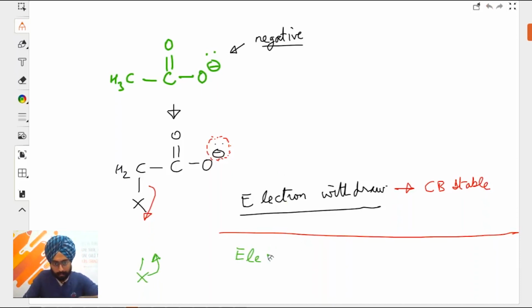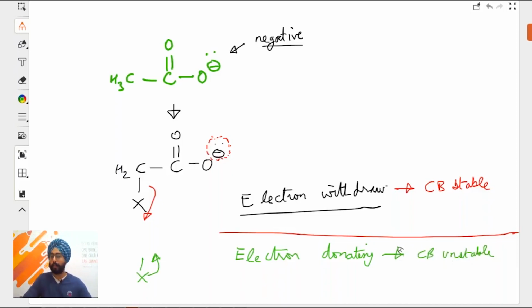So if the X substituent is an electron donating substituent, if it wants to push more electrons towards that oxygen, definitely the conjugate base will become unstable. All right. And now what we follow from this is that, let me take the black pen again.